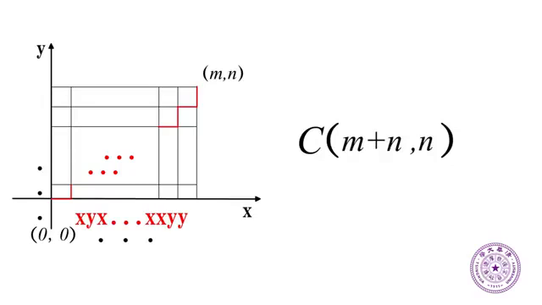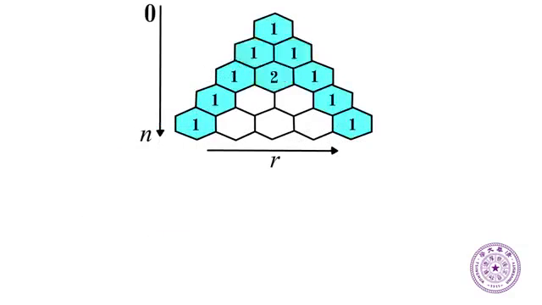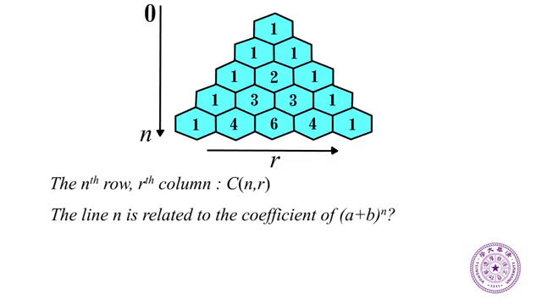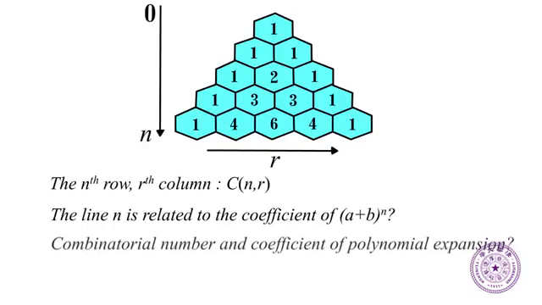You might know that combination is also closely related to Yang Hui's triangle. Let's look at this picture. Every number in it is actually a combination number. The number in the nth row and rth column is C(N, R). We also know that every number in Yang Hui's triangle also corresponds to a binomial coefficient. So, are the binomial coefficients of (a plus b) to the nth power related to combinations?